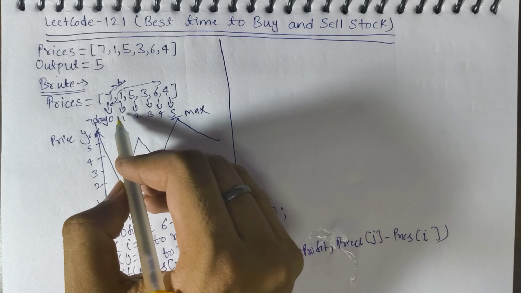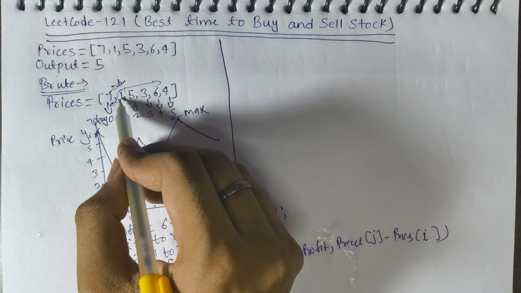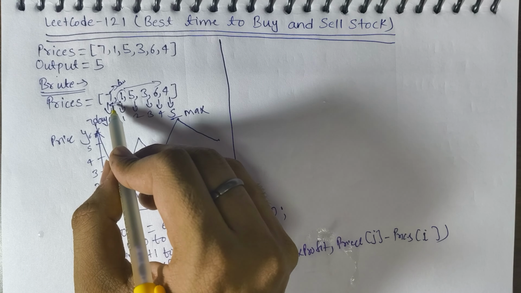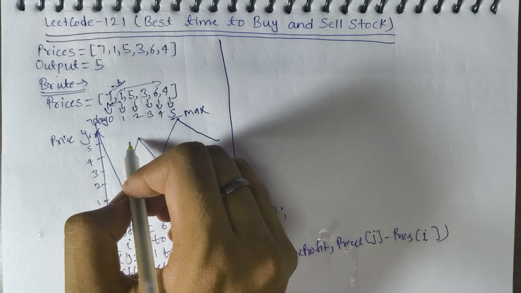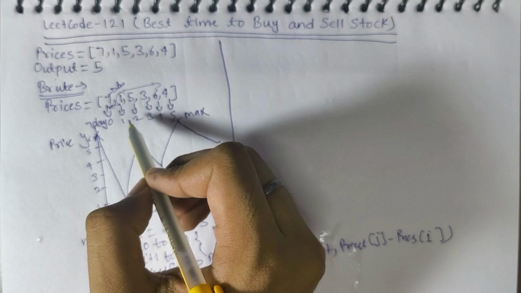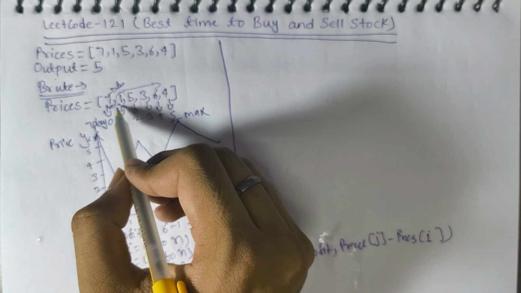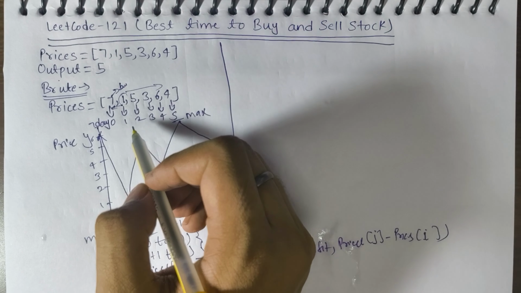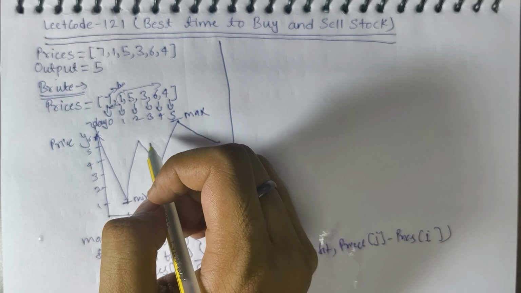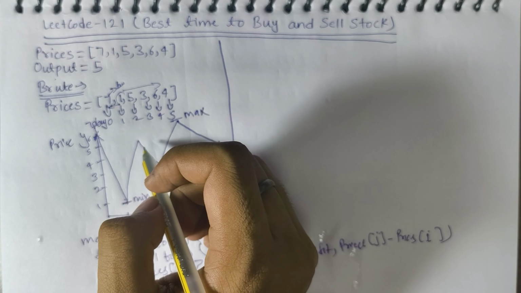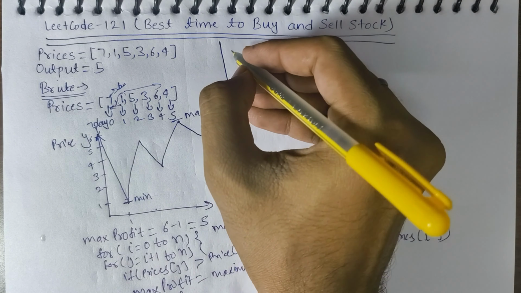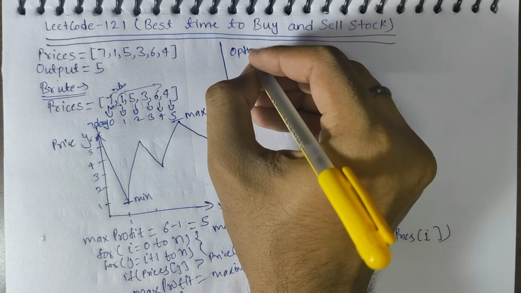You can take a dry run. If we take 7, then 1 minus 7, we will always sell the stock at a high price, so we can get the maximum profit. So in this approach you can make pairs, and among them you can return the maximum profit. This is our brute force approach, and the time complexity is big O of n square. Okay, and now let's talk about the optimization.